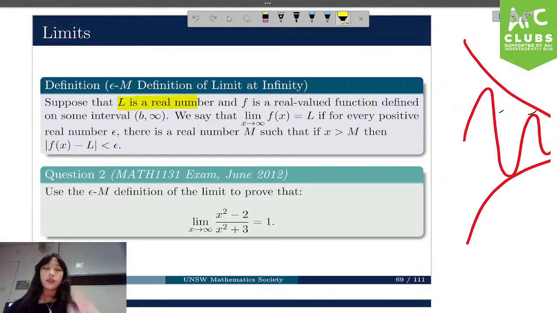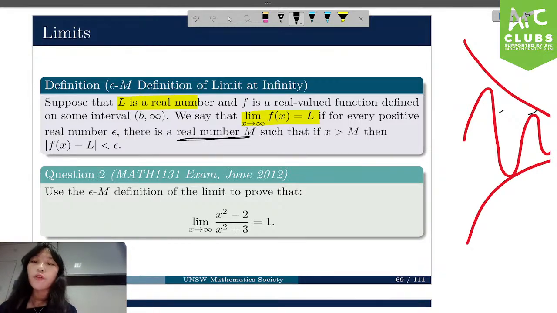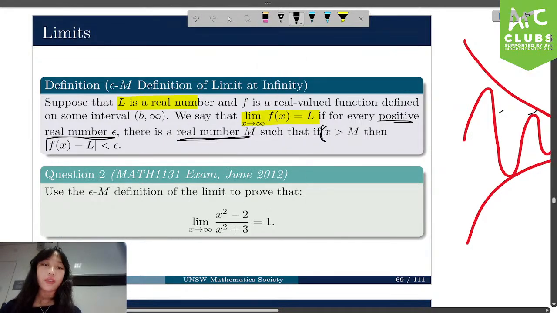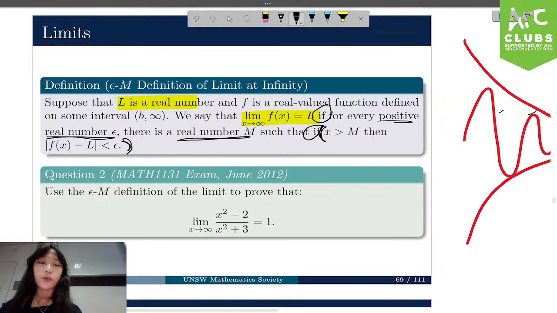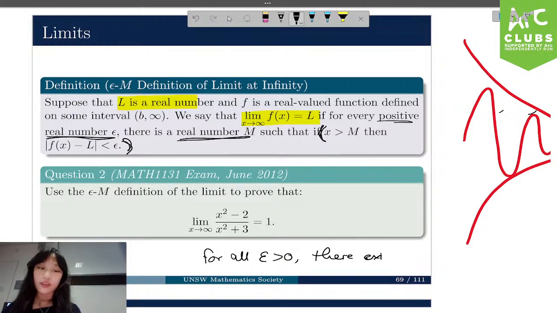We say that this is true if we're able to find a real number m for every positive real number epsilon, such that this condition holds. I like to think of it, because you have two ifs here, which can get a little confusing, as for all positive epsilon, there exists, which is literally exactly the same as the thing that's written above.